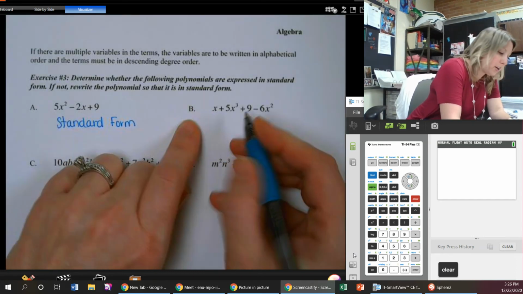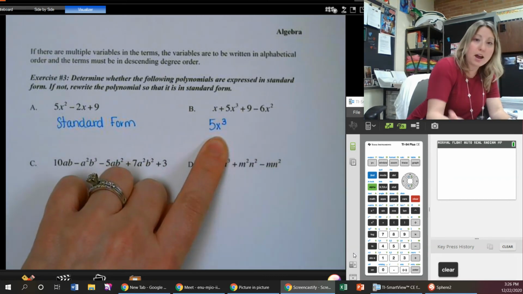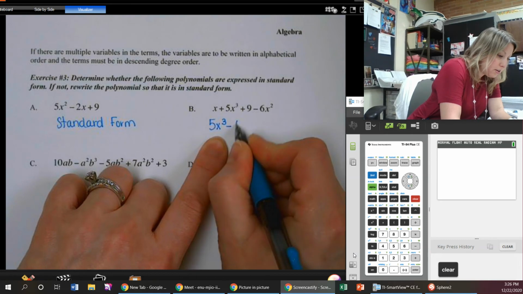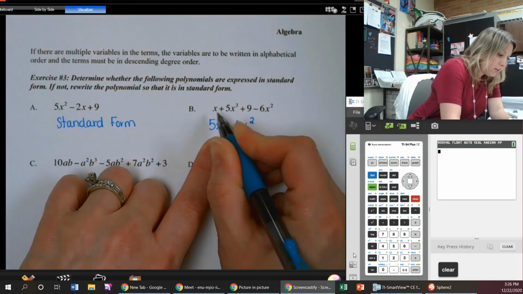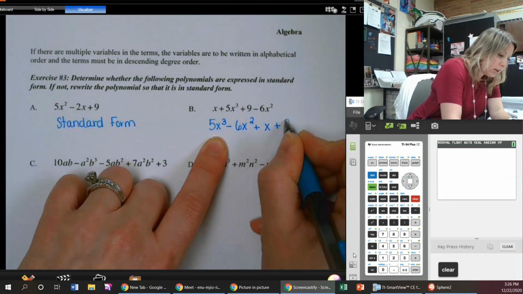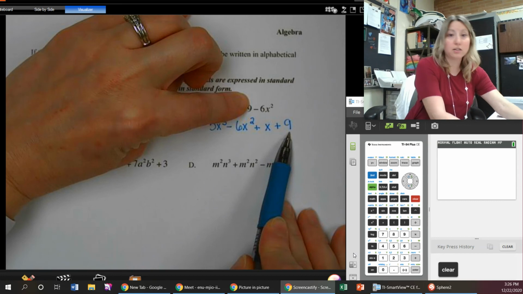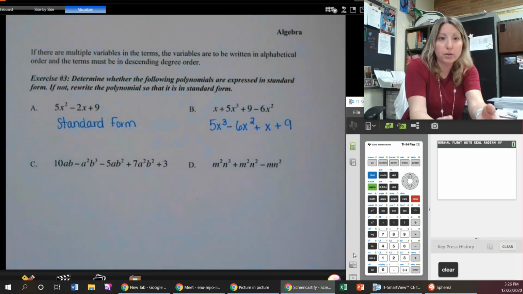highest exponent, and that would be 5x cubed. So that's going to go first. Now the next lowest exponent is -6x squared. Then below that is the positive x. And then the last one is the one with the 0th degree, right? So the constant is the last term. Now it's in standard form.